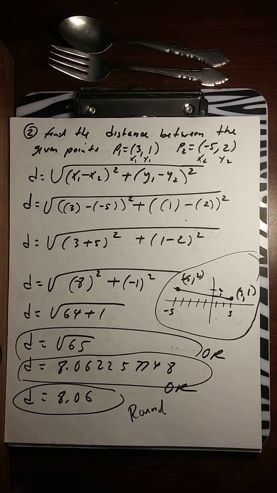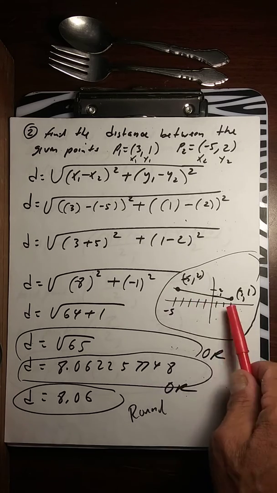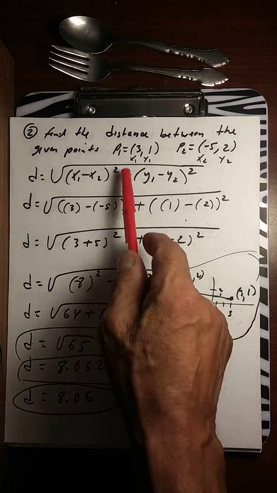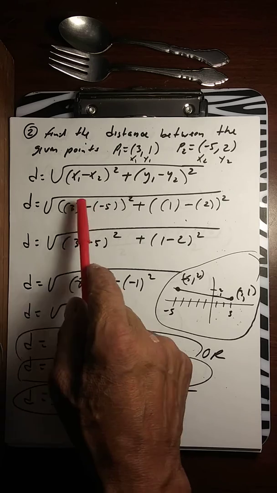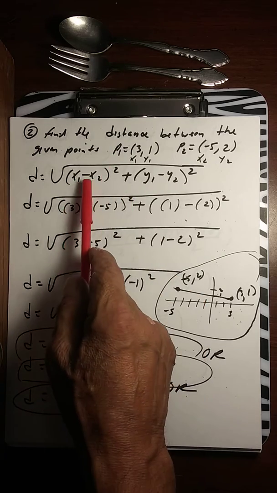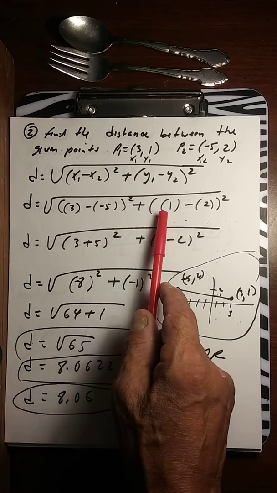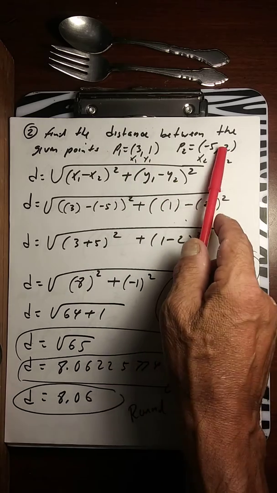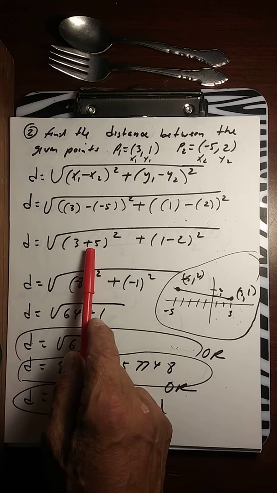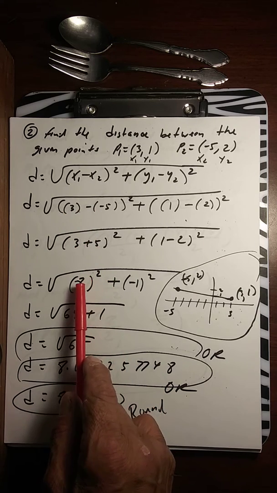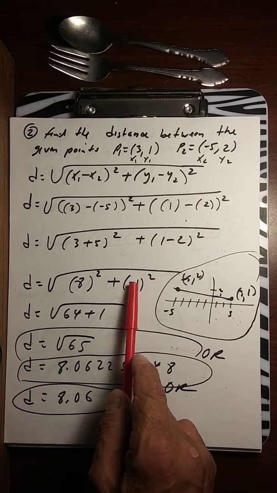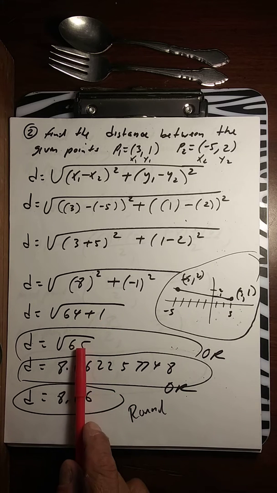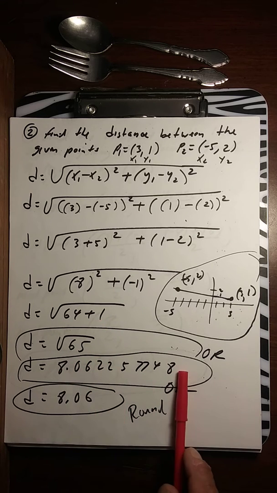We have, find the distance between the given points. So the distance between these 2 points right here, negative 5, 2, and 3, 1. There's 3, 1, there's negative 5, 2. This is the formula right there. So x1 is 3, put it in there. X2 is negative 5, put it in there. Y1 is 1, Y2 is 2, put them in there. So negative is positive, 3 and 5 is 8. 8 times 8 is 64. 1 minus 2 is a negative 1. Negative 1 squared is a positive 1. 64 and 1 is 65. To use your calculator, you can use this number, or you can round it to 8.06.